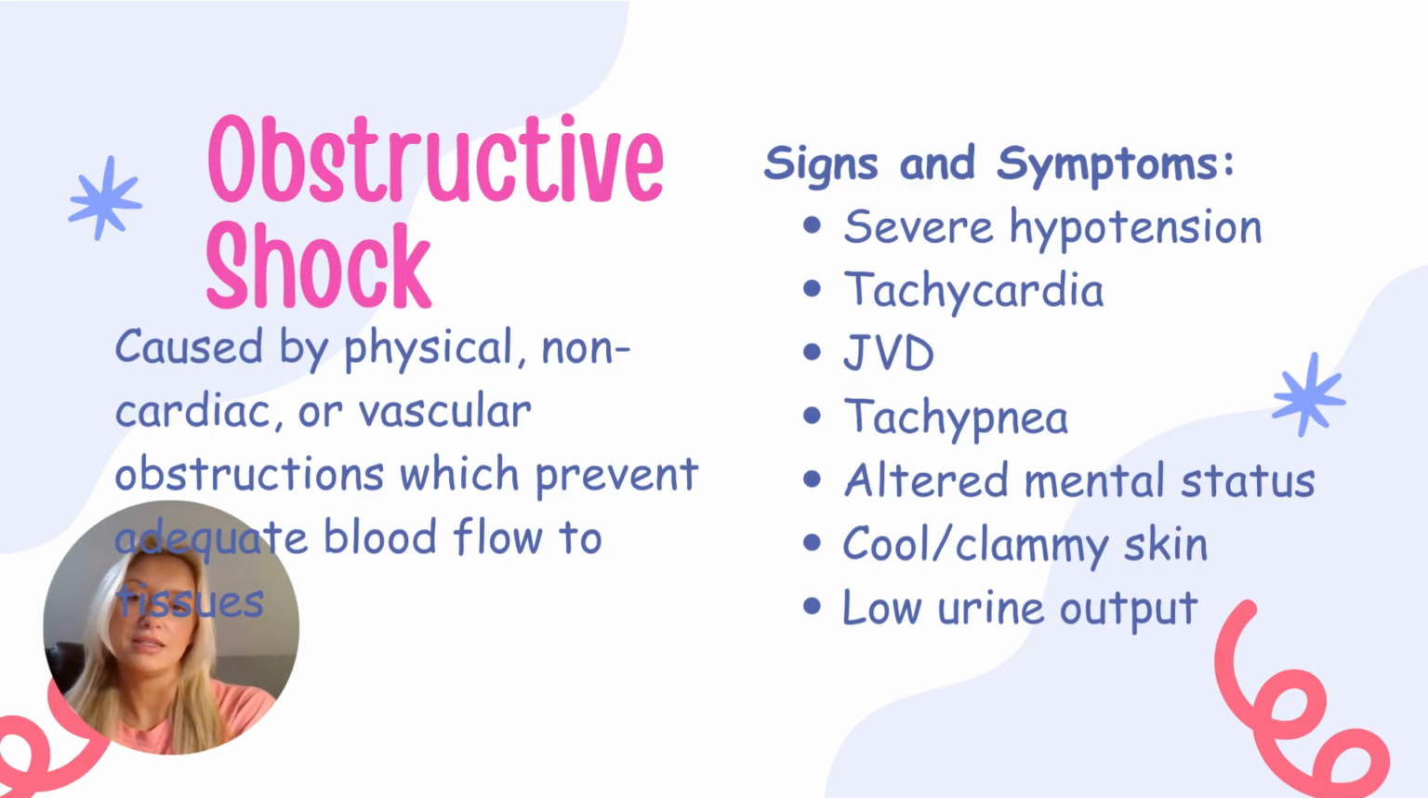Obstructive shock is a form of circulatory failure caused by physical, non-cardiac, or vascular obstructions, which prevents adequate blood flow to the tissues. Some signs and symptoms of obstructive shock are severe hypotension, tachycardia, jugular vein distension, tachypnea, altered mental status, cool and clammy skin, and low urine output.